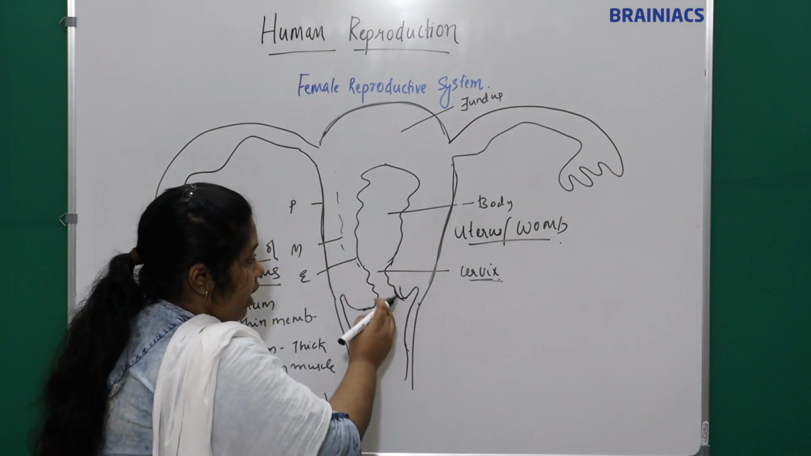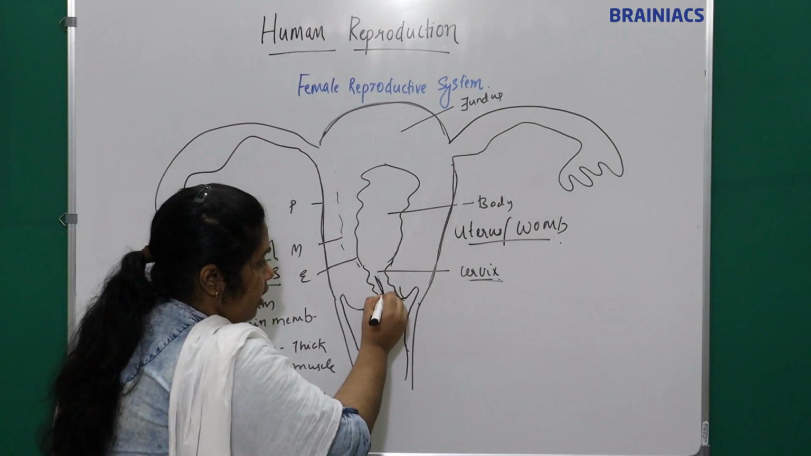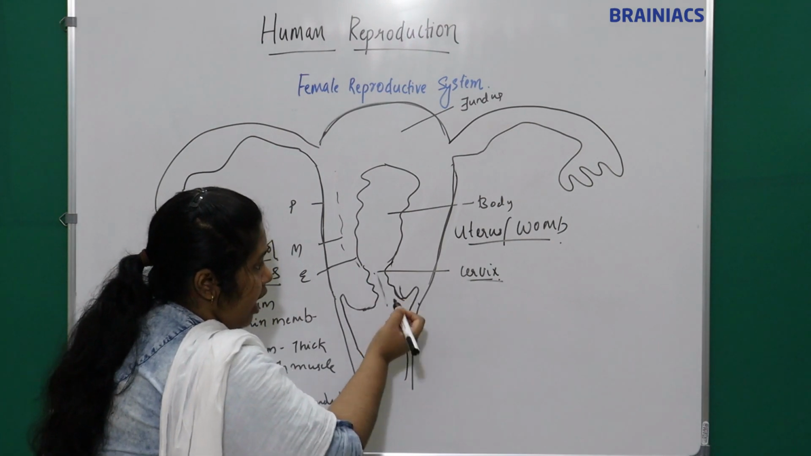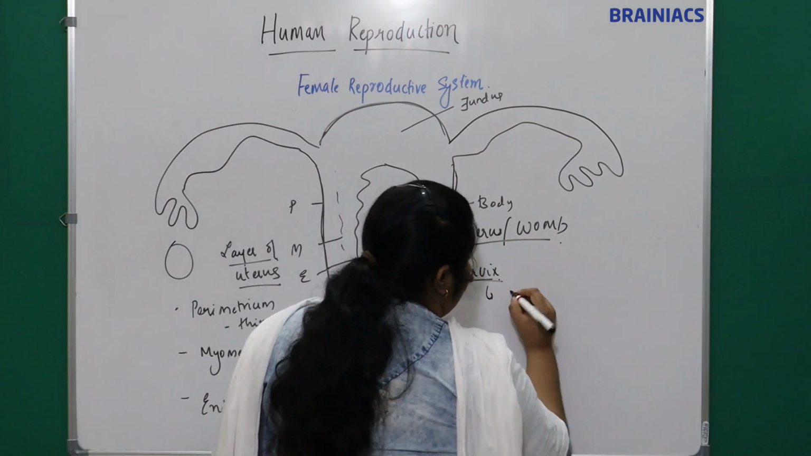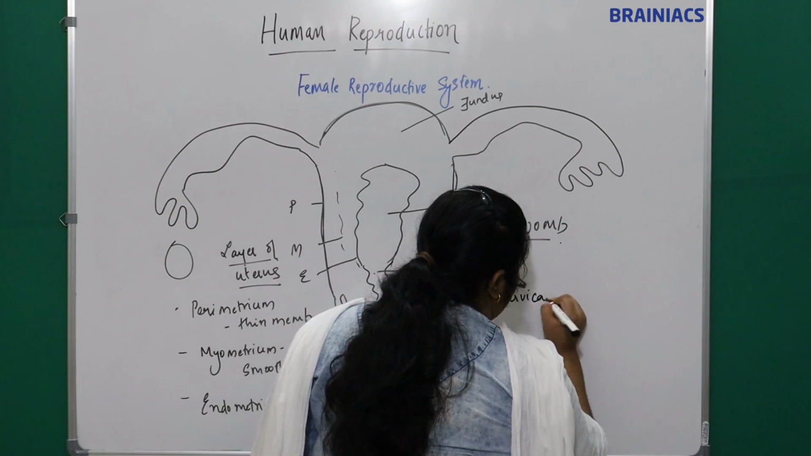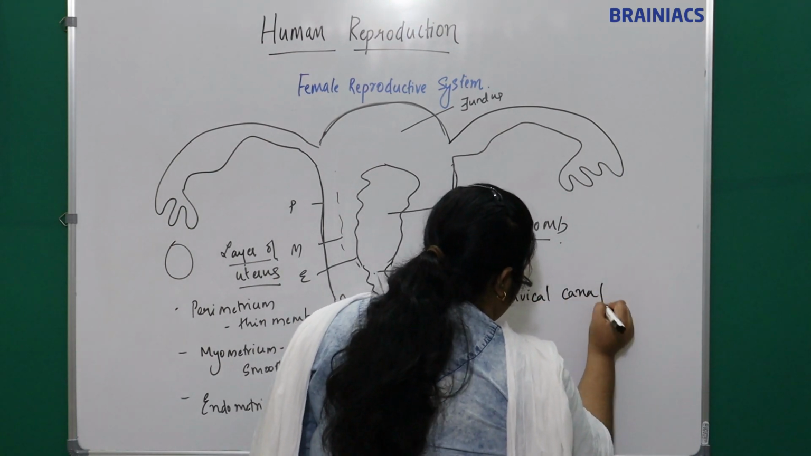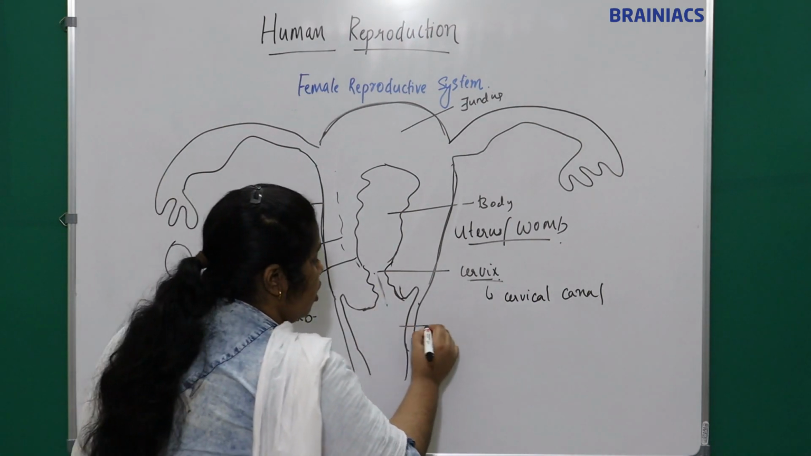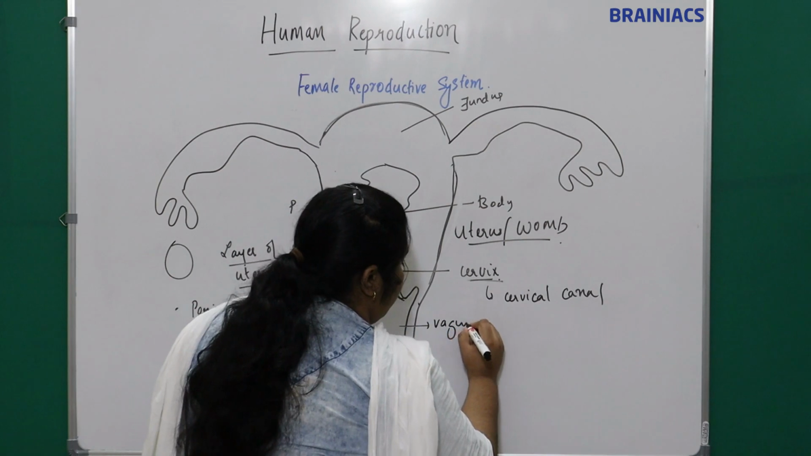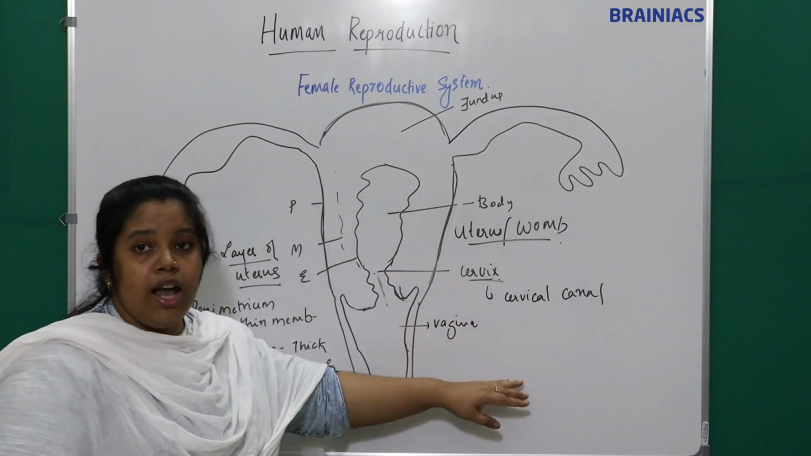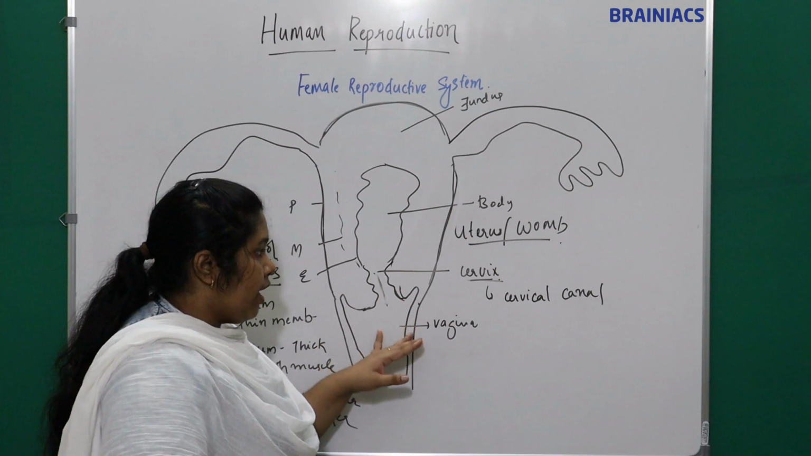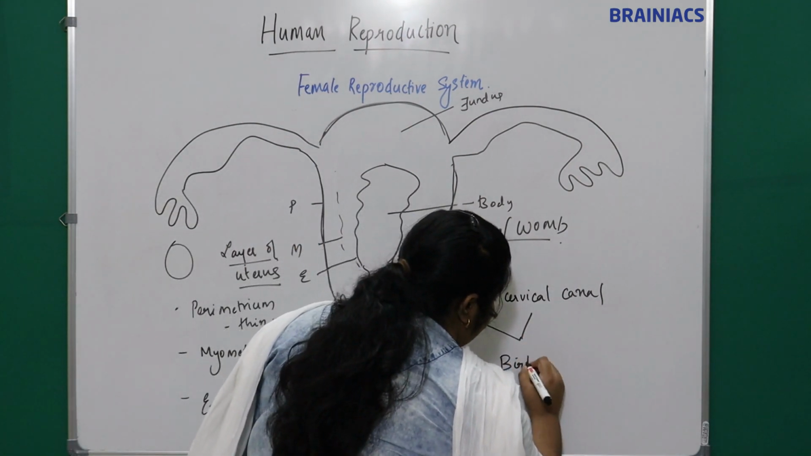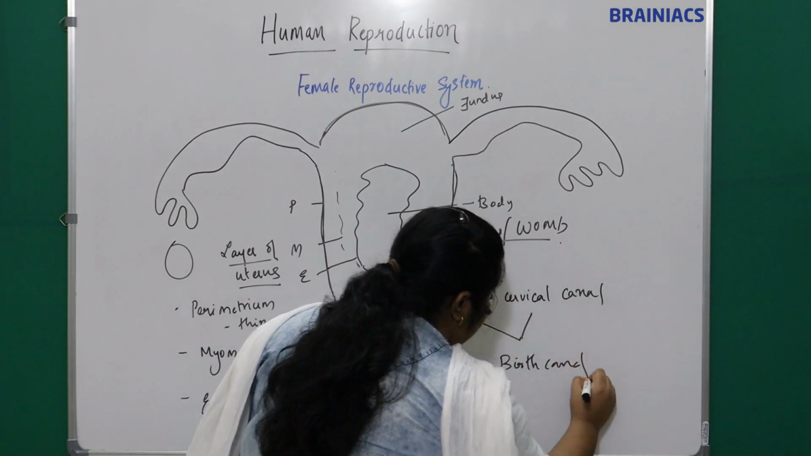There is a cavity in the cervix, right? Can you see the cavity? This is a cavity between two walls, and it is called the cervical canal. This cervical canal is in continuation with the vagina, and the vagina plus the cervical canal constitute the birth canal, through which the baby will pass.